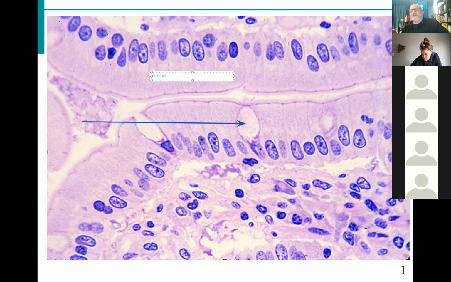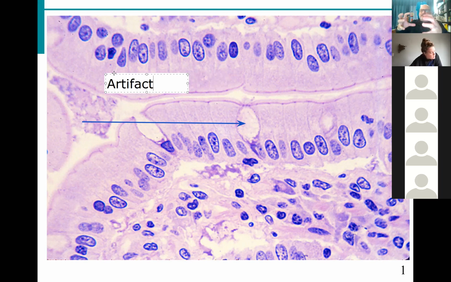An artifact is basically a fancy term we use for some characteristic of our slide that isn't there in real life. Because again, remember what we had to do. We had to cut out a piece of the stomach. We had to freeze it. We had to slice it really thin. We had to mix it with all these chemicals, lay it on a slide, put some glue on it, right? Hit it with light, do all these types of things.